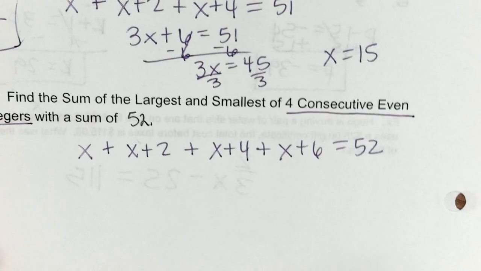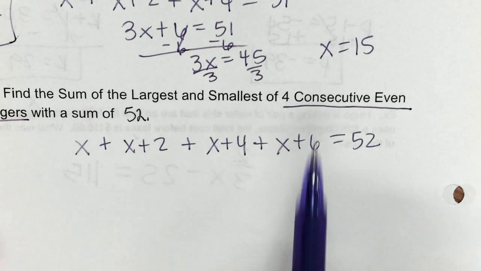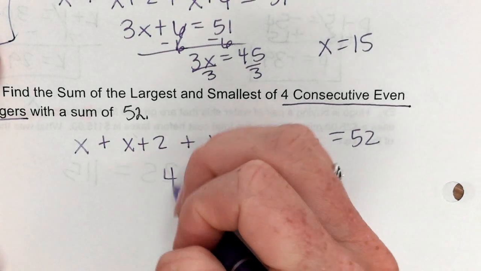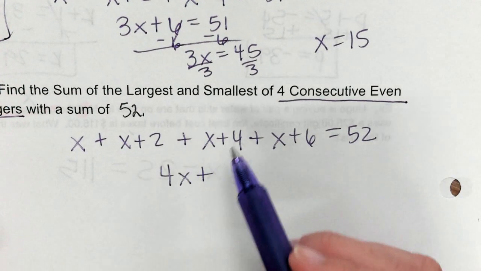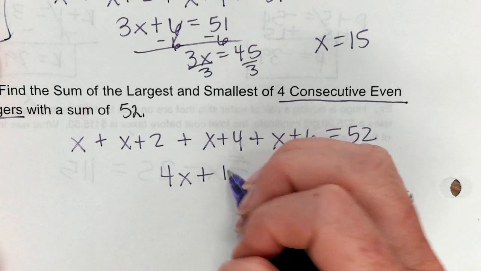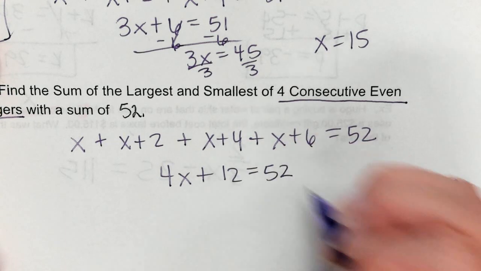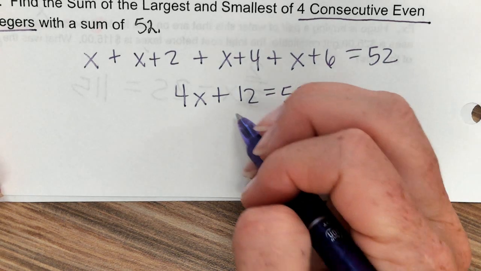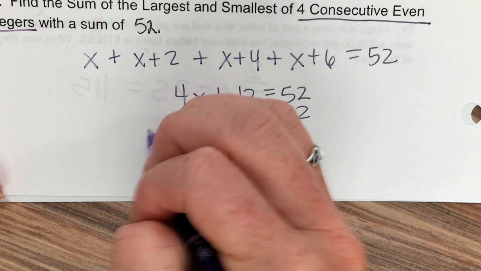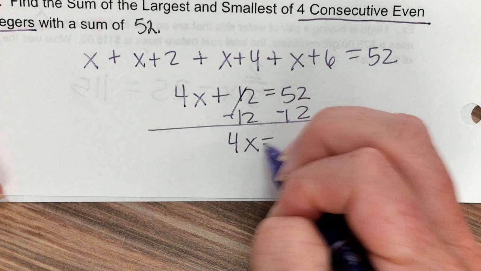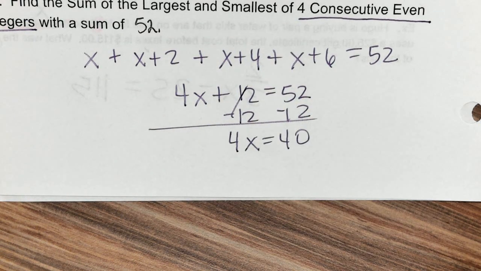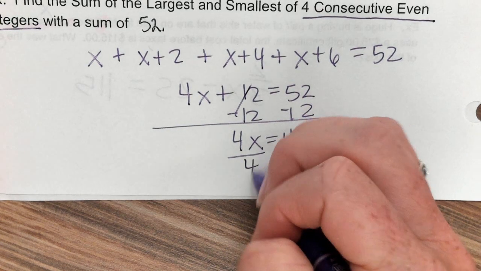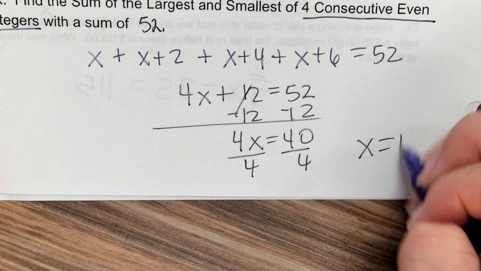Combine your like terms. What is x plus x plus x plus x? 4x. Plus, what's 2 plus 4 plus 6? 12. Equals 52. Okay, get rid of the constant by subtracting. So 4x equals 40. Divide both sides by 4, and x equals what?